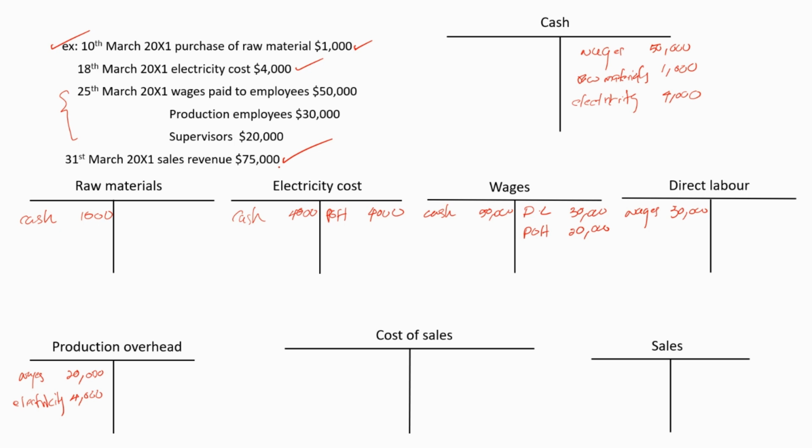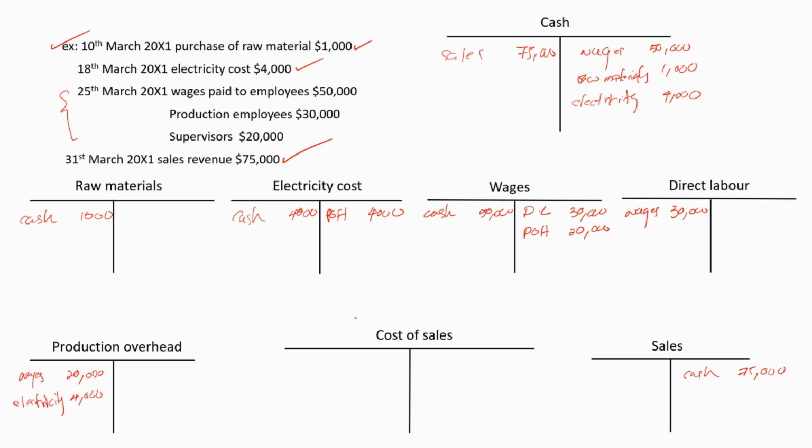Thirty-first of March 20x1, sales revenue $75,000. So we debit the cash account by $75,000 and we credit the sales account by $75,000.